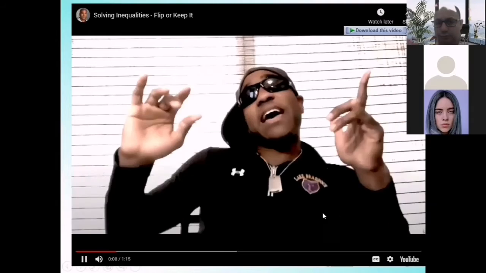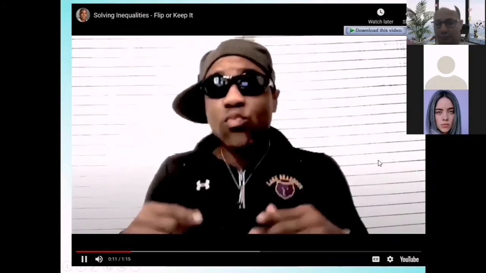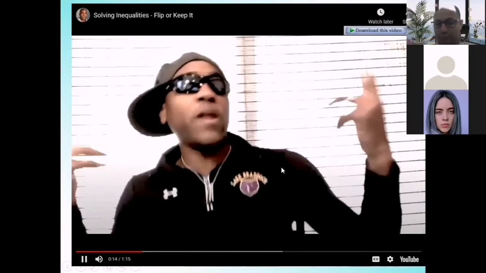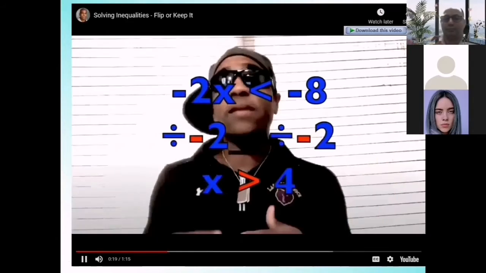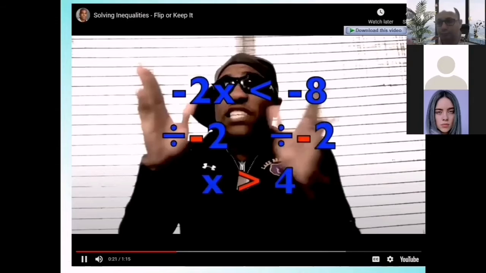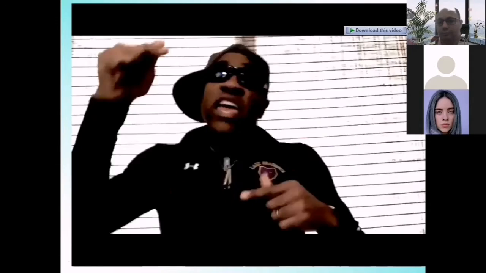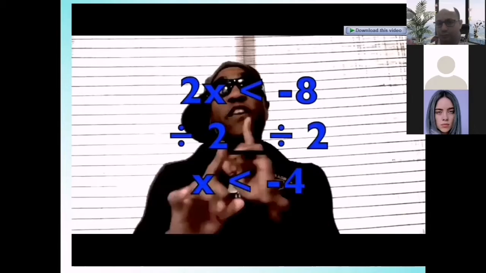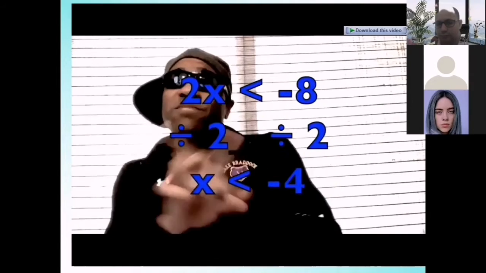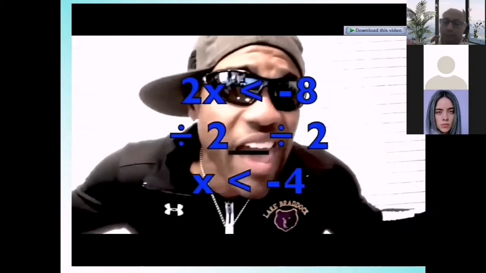If you multiply or divide both sides by a negative sign, you know what to do. Gotta flip the inequality sign. Flip it, yeah. Times by negative, flip it. Divide by negative, flip it. Both sides by negative, flip it. If you multiply or divide both sides by a positive sign, just keep the inequality sign. Keep it, yeah. Times by positives, keep it. Divide by positives, keep it. Both sides by positives, keep it.